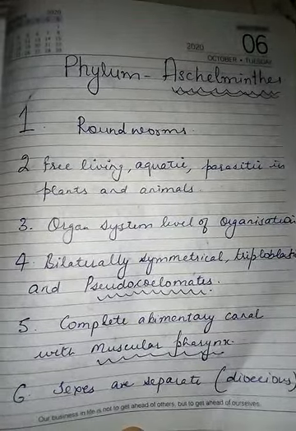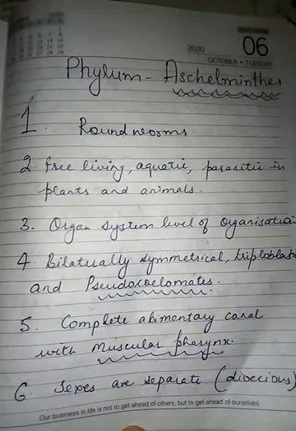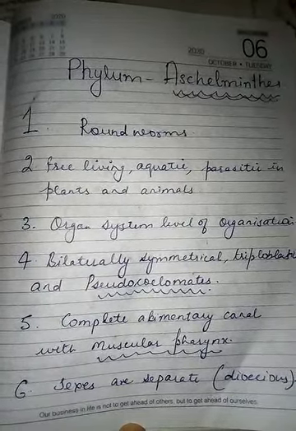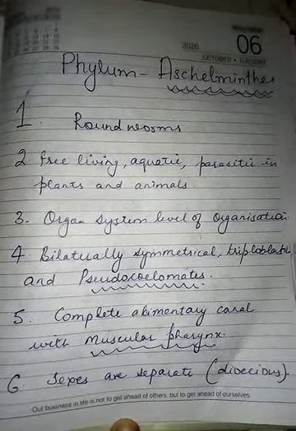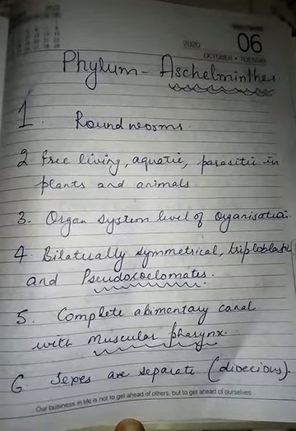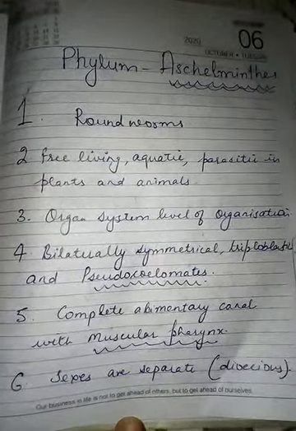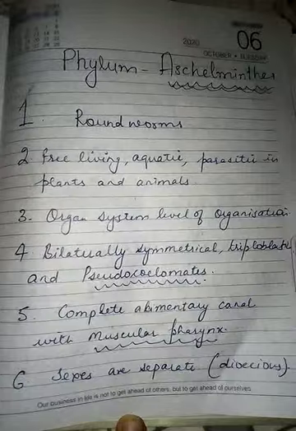In Porifera, cellular level of organization. In Platyhelminthes, organ level of organization. Now in Aschelminthes, organ system level of organization. They possess a bilaterally symmetrical body, triploblastic and pseudocoelomates. What are pseudocoelomates?